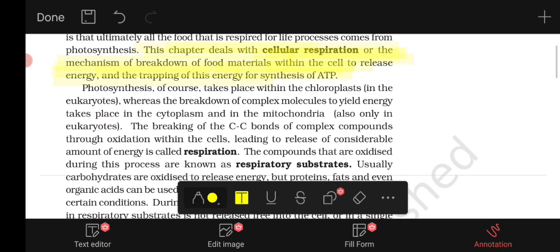Because mitochondria are organelles, and these membrane-bound organelles are found only in eukaryotes, not in prokaryotes. That's why it is found only in the eukaryotes.